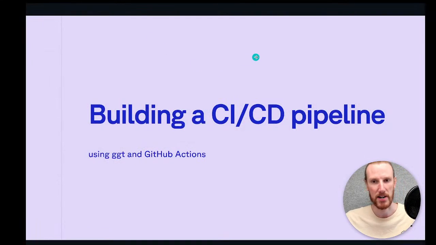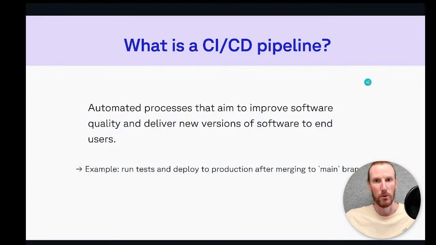So I'm going to start by walking through some quick intro slides, and then we'll just get right to the building. So what is a CI/CD pipeline? Just in case you need a refresher or aren't sure what it is, it's just a way to automate some processes that aim to improve software quality and deliver new versions of software to end users. So this is, let's automate some tests and deploy to production when those tests pass.